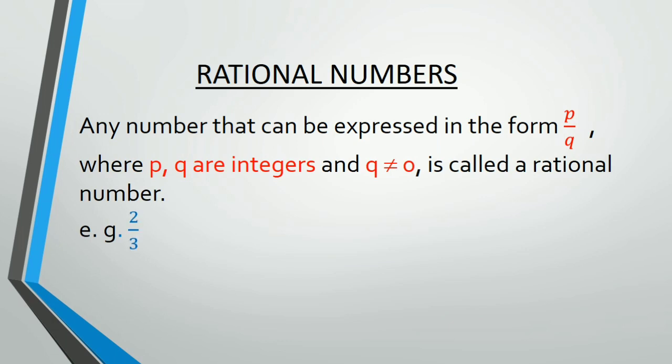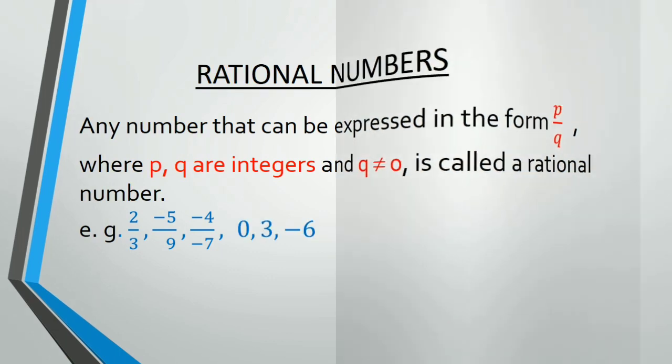Some examples for rational numbers are 2 by 3, minus 5 by 9, minus 4 by minus 7, 0, 3, minus 6.